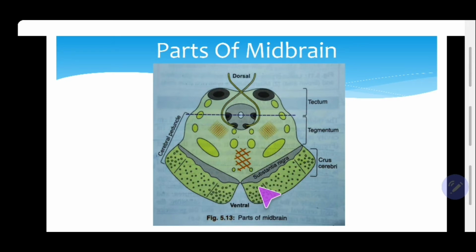So this crus cerebri has a space in the midline on the ventral aspect, and this space in between is called interpeduncular fossa. Clear? Okay.